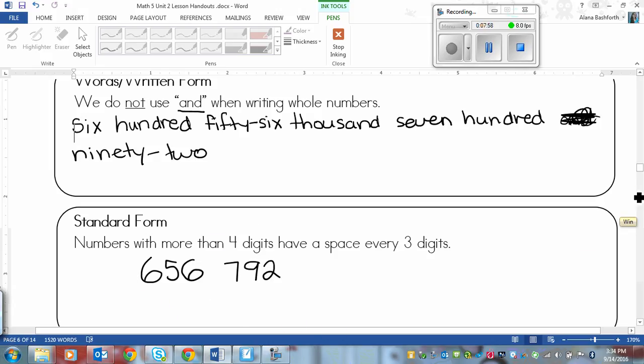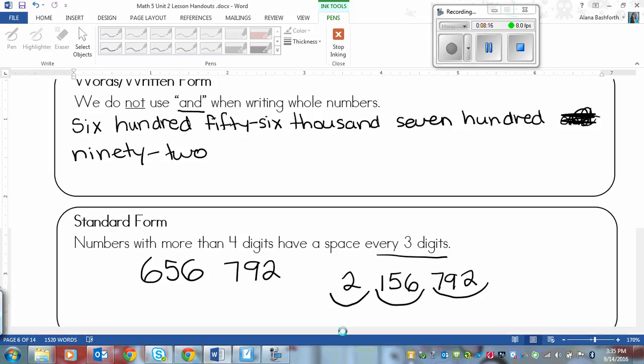Now, what I mean by every three digits, if we didn't have this six here, we would write it as 56,792. So they get grouped on this side by threes. Then, if we have another digit here, then it gets grouped. Then, if I had like a two here, then it's all by itself. Okay, that's how you do that.